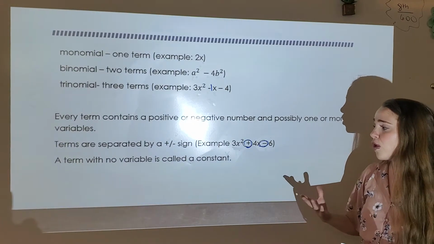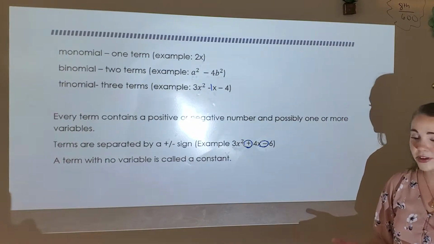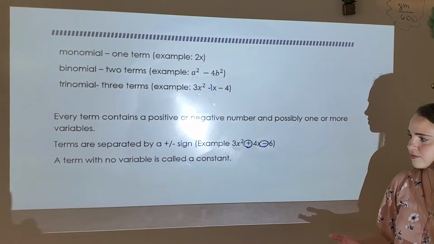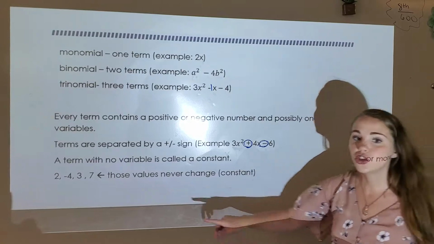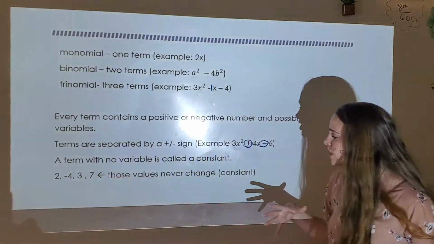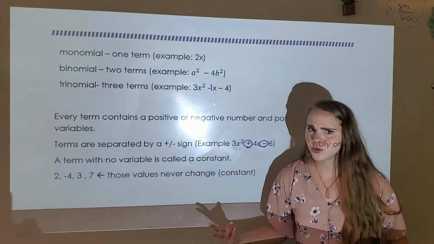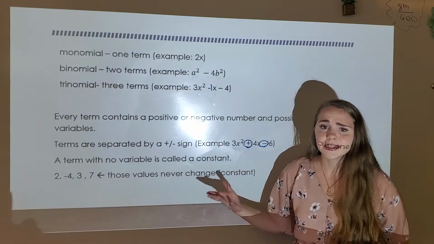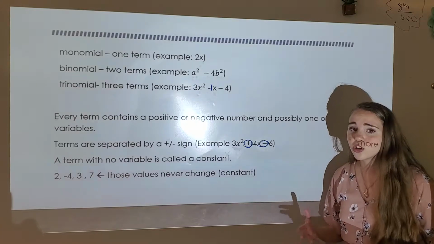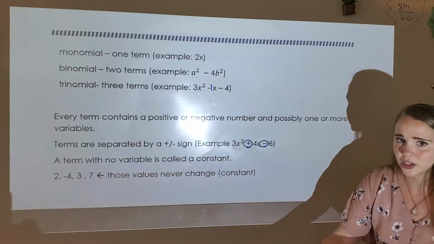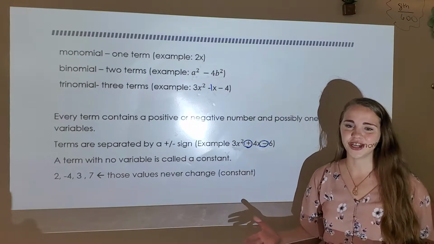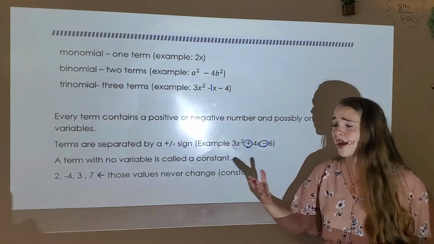And then a term with no variable is called a constant, because obviously these numbers that are coming up very shortly, 2, -4, 3, and 7, those values never change. 2 is always 2. -4 is always -4. 3 is always 3, and 7 is always 7. So that's why they're called constants, because they don't change. But x, that's constantly always changing. X could be 7, 4, -7, -1000.